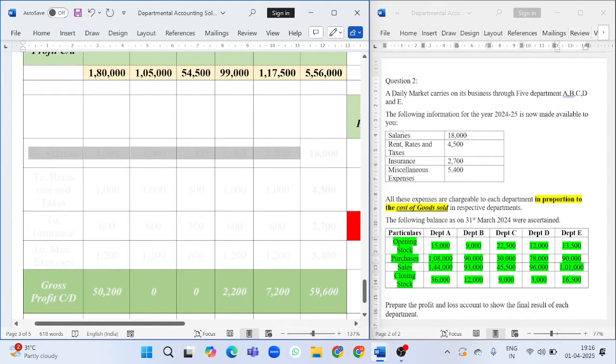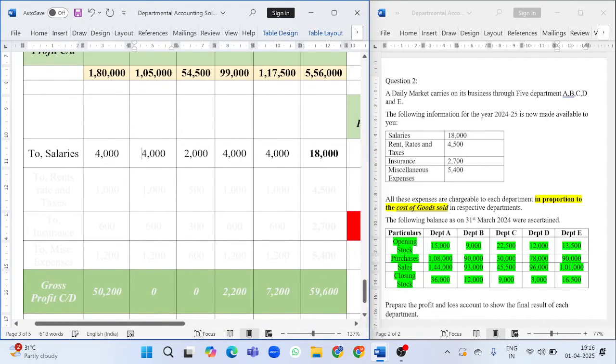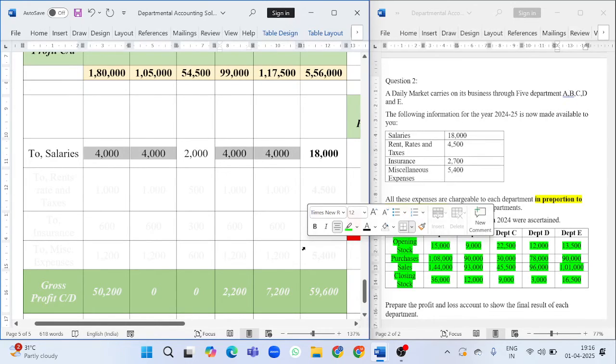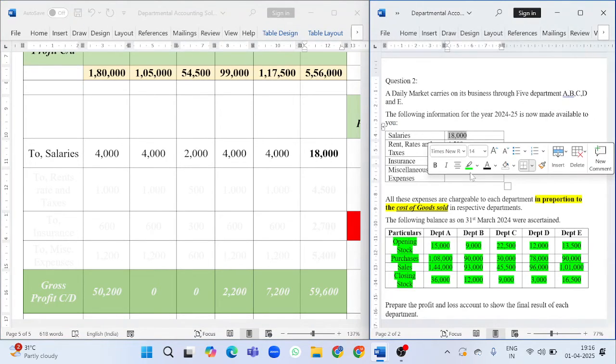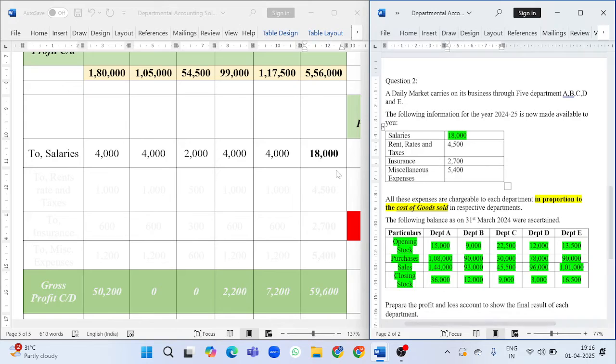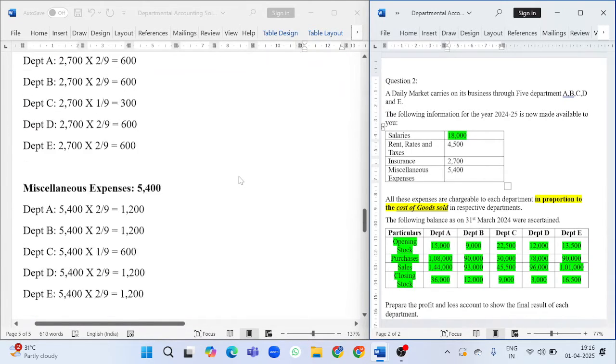So the salaries, as I told you, for departments A, B, D and E it is 4,000 because the ratios are the same. Only for department C it will change, it is 2,000. And the total, if you check here, I am getting 18,000. In the question also they have mentioned it is 18,000. Okay, which is the next expense?